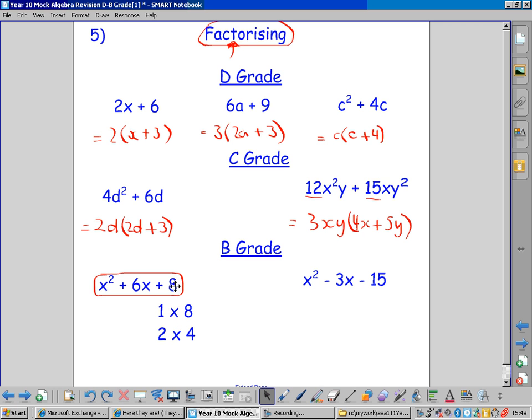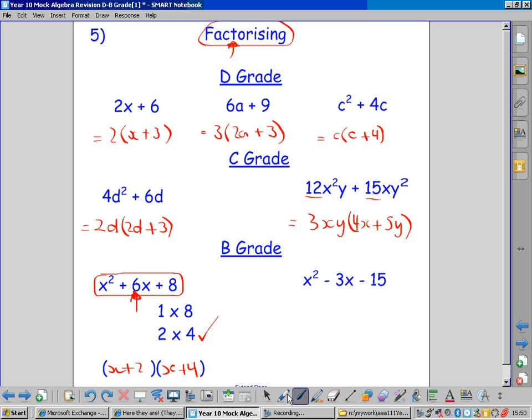You look at the factor pairs of the last number, 1 times 8 and 2 times 4. And then you think which of these pairs will add together to get this. And 2 plus 4 is 6, so we use these two. And we put it into quadratic, a double bracket, and we use these numbers, x plus 2 and x plus 4.